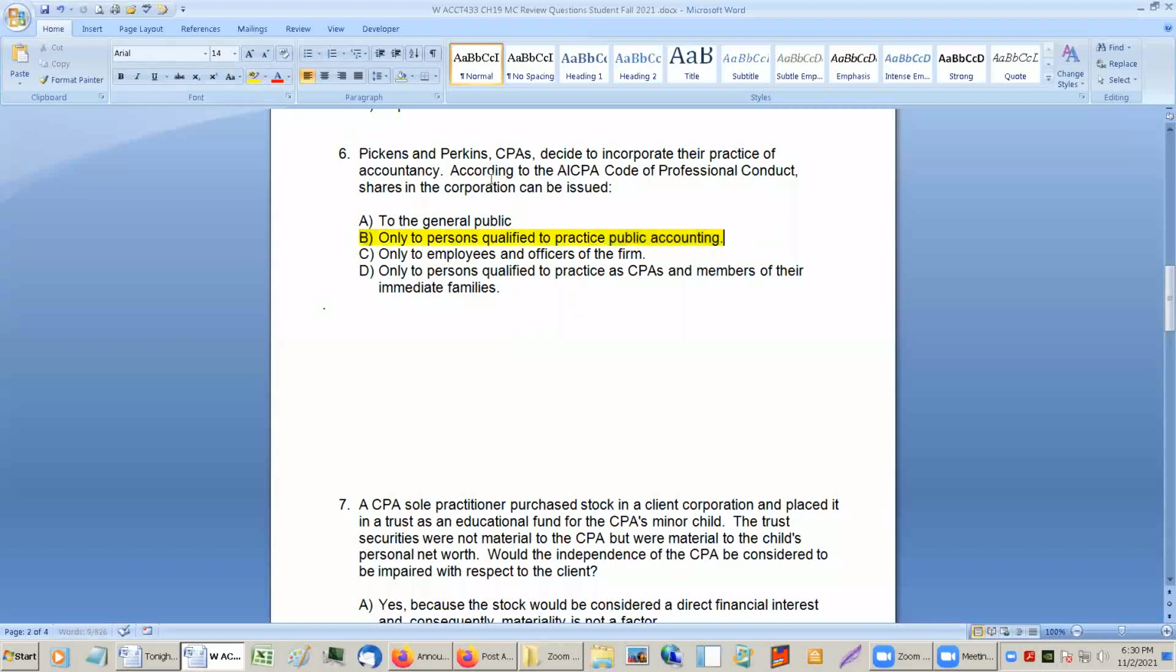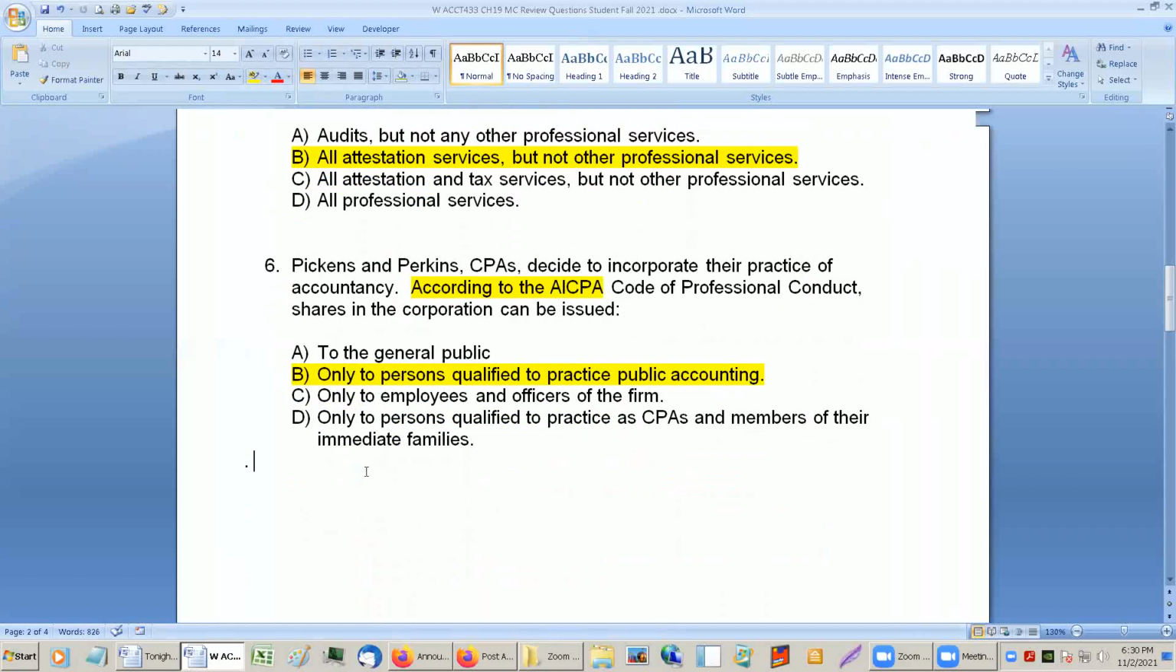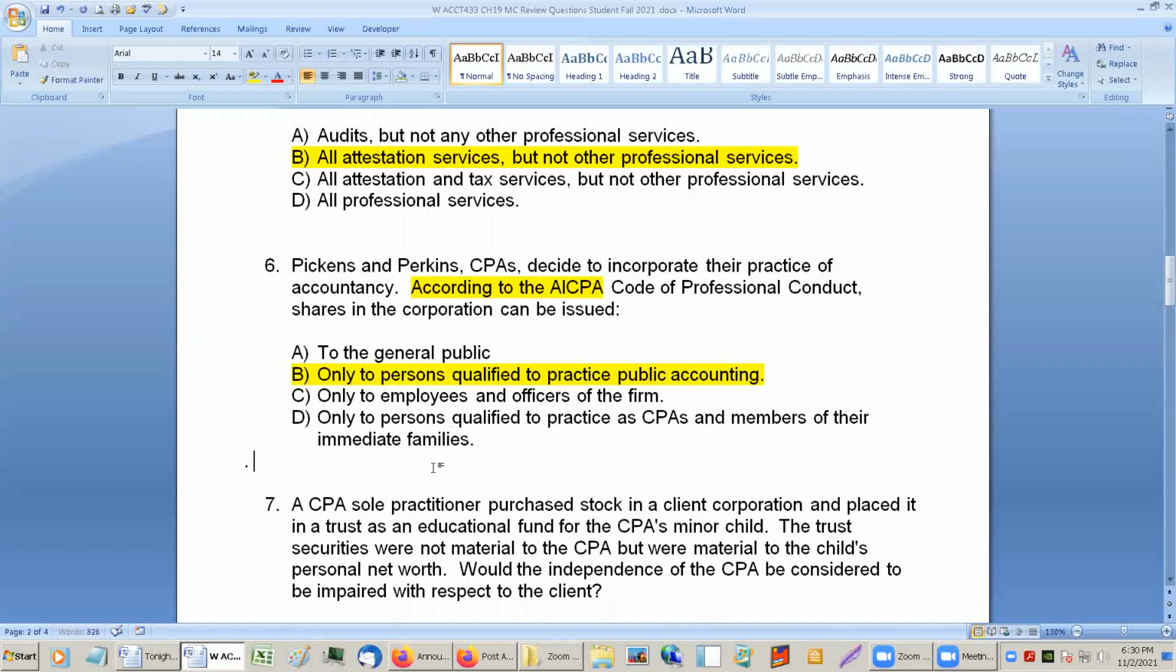So again, notice it says according to the AICPA. The reason I say that is because some states allow for other people to be in there, but if you're a CPA firm, you can't do it.